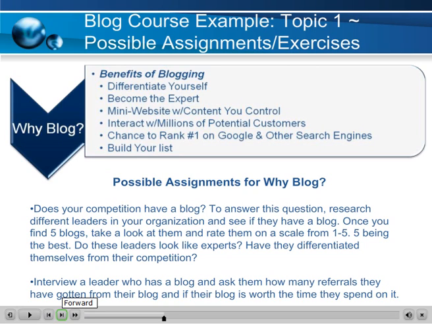The second assignment is to interview a leader who has a blog and ask them how many referrals they get and if their blog is worth the time they spend on it. So we've got 2 totally different assignments here. You can have both assignments in your course or just one assignment in your course. I like to build 2 different assignments in my course that different people can pick from.